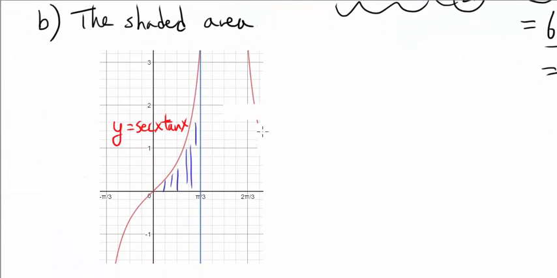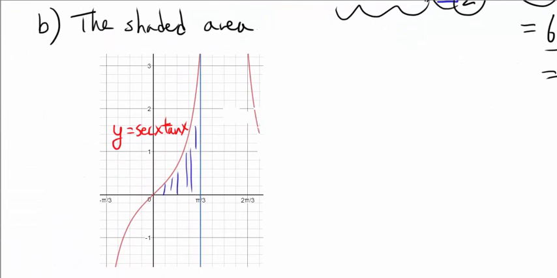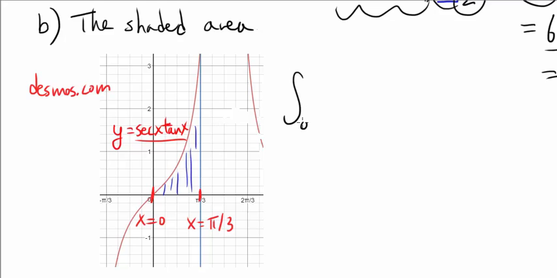Now let's look at the second one, B. We want to find the shaded area below. We know that our function is secant of x tangent of x, and we are going from x equals 0 to x equals pi over 3. This graph is from Desmos.com, by the way. That's why it looks very nice. And we want to evaluate the definite integral from 0 to pi over 3 of secant of x tangent of x dx to find this area.